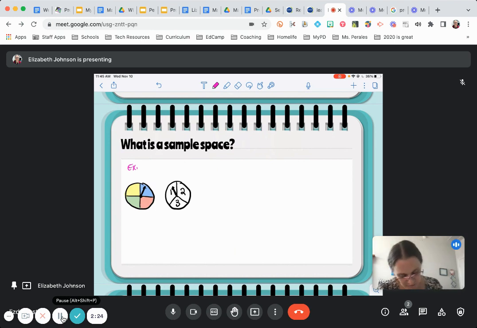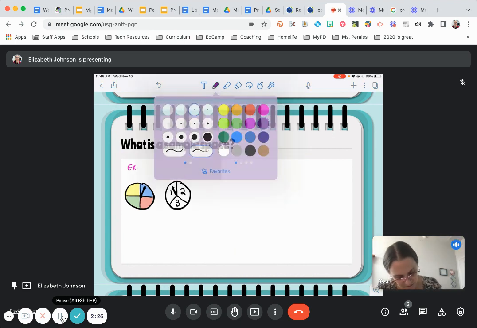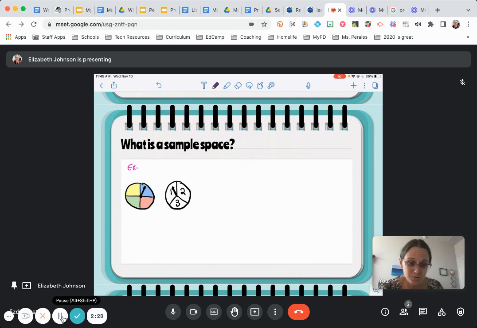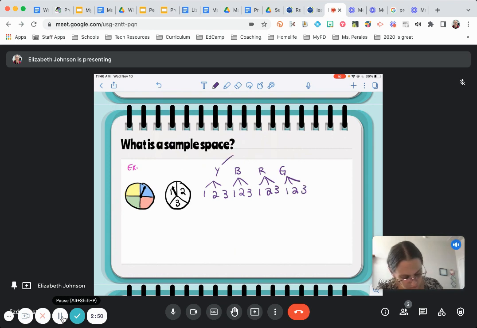All right, you've hit play, so you must be ready to talk about our sample space. Let's see. I'm going to start with the tree diagram first. So I could have yellow, blue, red, or green. And then next, after yellow, I could get a 1, a 2, or a 3. For blue, I could get a 1, a 2, or a 3. For red, I could get a 1, a 2, or a 3. And for green, I could get a 1, a 2, or a 3. So my tree diagram would look something like this, and that shows all the different possibilities.